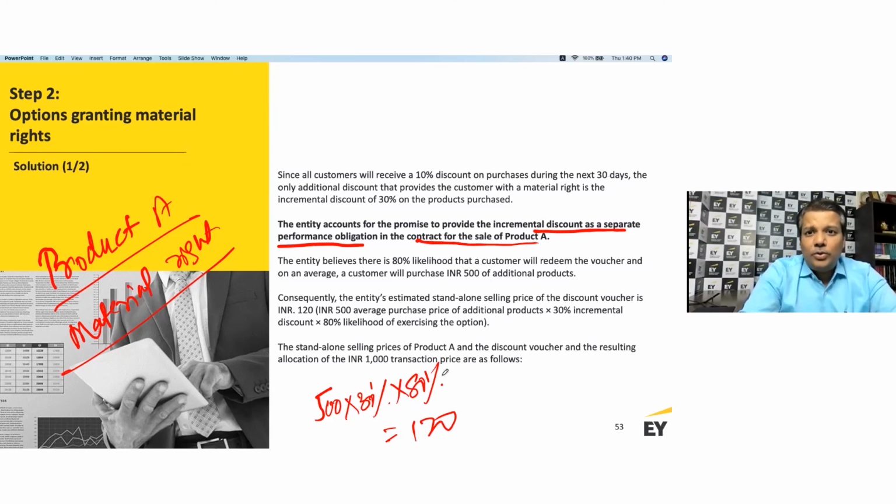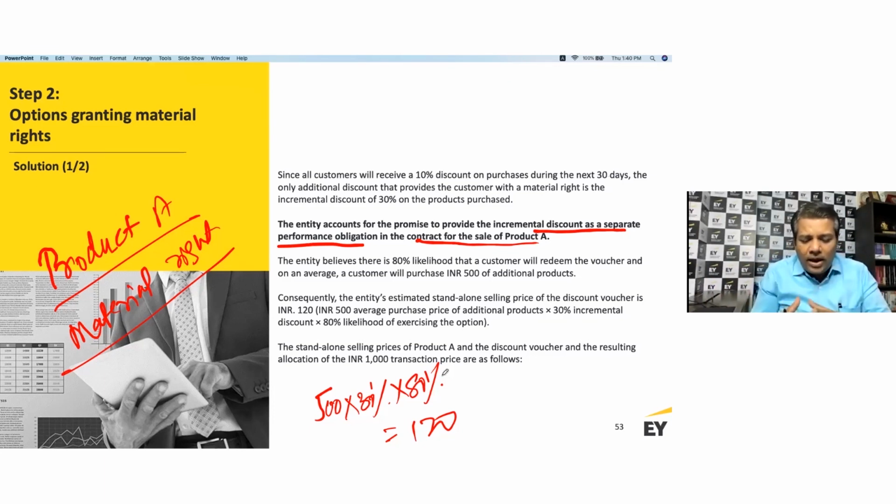Now I need to determine how much I need to allocate. So if you see, the steps in this example were: identify the contract. I've identified the contract with the customer. I've determined what are my rights and obligations. Then I've determined how many performance obligations I have. I said I have 2 performance obligations, which are the sale of product A, and also I have sold a material right to this customer. Then I asked, what is the total contract consideration? I am only receiving 1,000. I'm not receiving more than 1,000. So total contract consideration is 1,000.